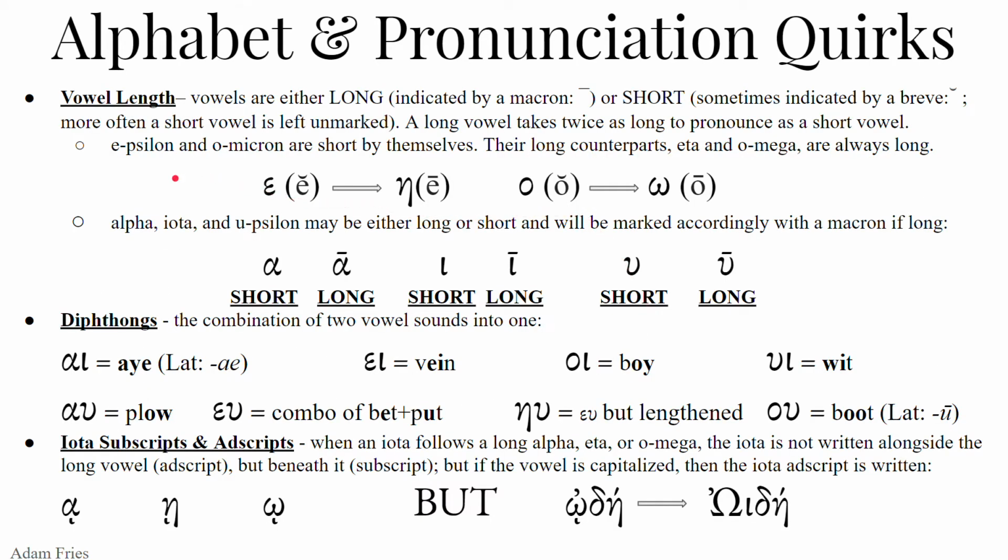Vowels are either long, which is indicated by a macron, which is the Greek word for big, or they are short, which is very rarely indicated, we just sort of leave them be. Sometimes it will be indicated by a breve, which is the Latin word for short. Why not just throw some Latin in there? More often, short vowels are left unmarked. A long vowel takes twice as long to pronounce as a short vowel. So epsilon and omicron are short by themselves. So we have epsilon, little guy, as opposed to eta, the counterpart, that is long. So eta equals 2 epsilons.